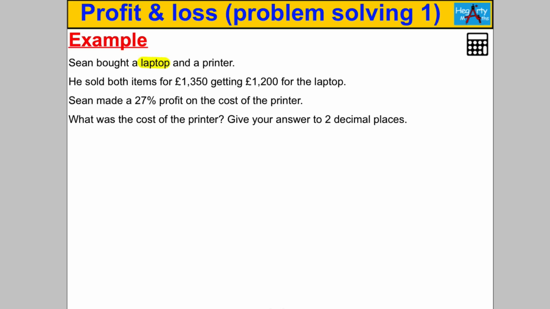So Sean bought a laptop and a printer. He sold both items for £1,350, getting 1,200 for the laptop. He made 27% profit on the cost of the printer, and we're asked what was the cost of the printer to 2 decimal places. Now the first thing is, you know he sold both for 1,350 and he got 1,200 for the laptop, so we can easily work out how much he got for the printer.